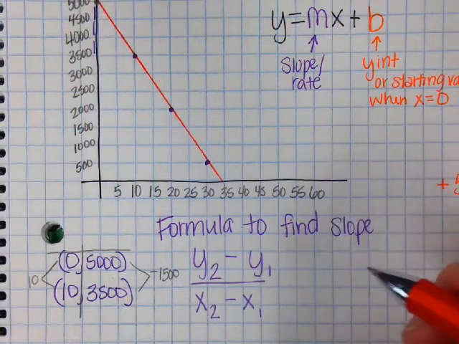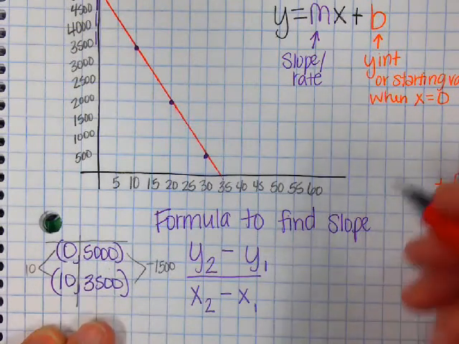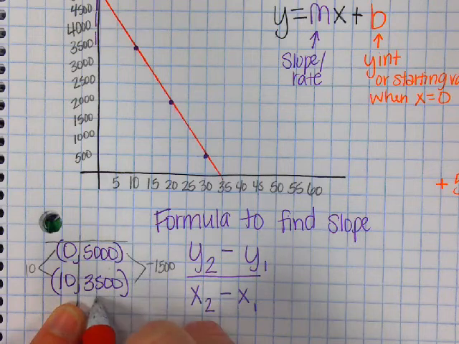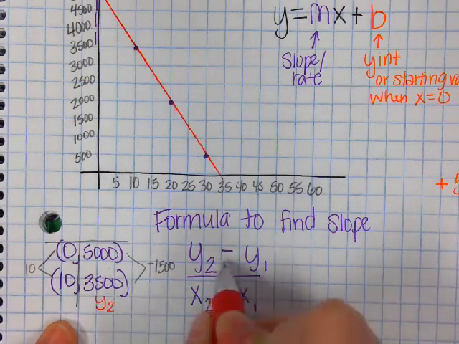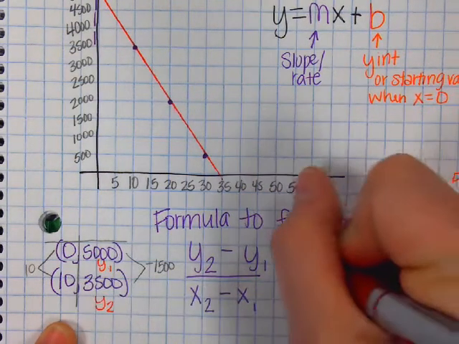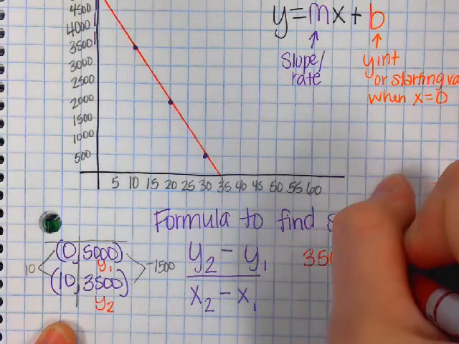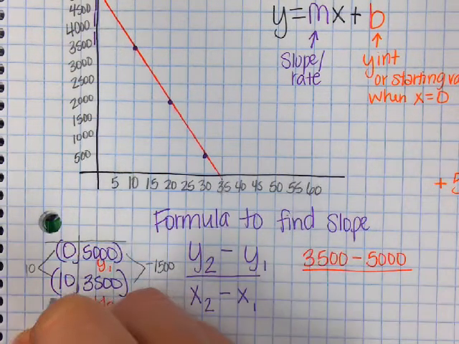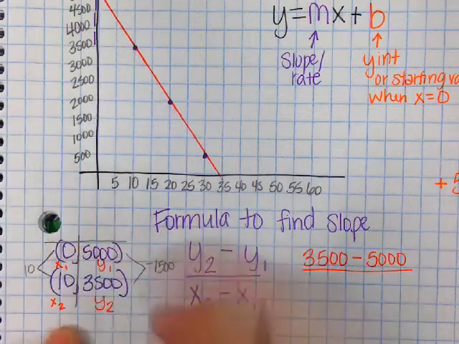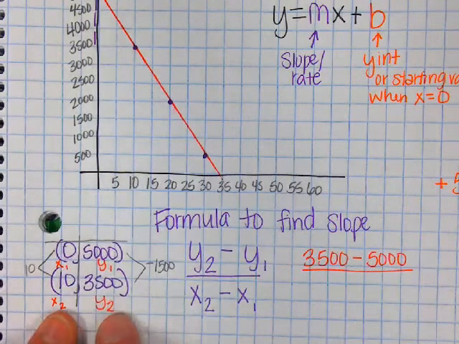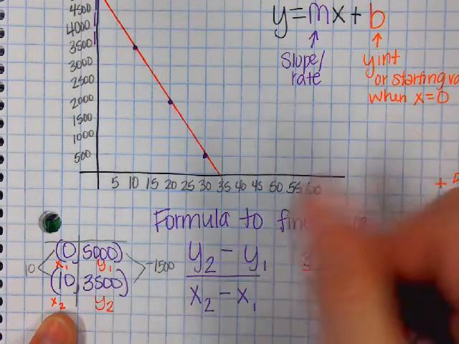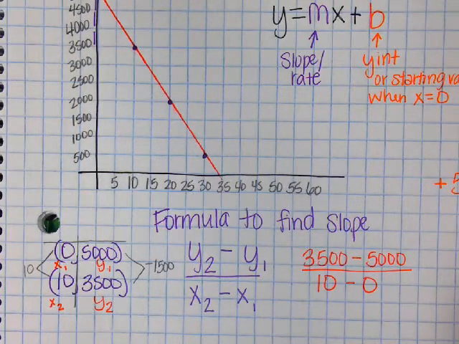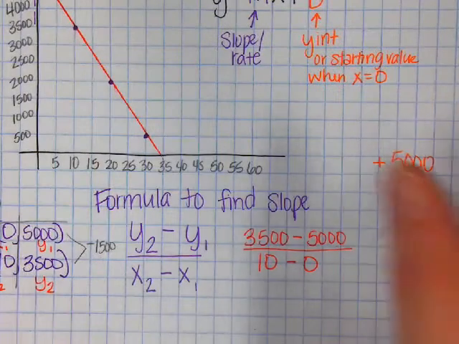Again, I've told you guys over and over, I don't care how you do it as long as you do it the right way. So y2 means take the y value of the second point, and subtract the first y value. So 3,500 minus 5,000, and divide by x2 minus x1. It is important that this is the second point on both y and x, or you're going to end up getting a negative when you're supposed to be positive, or vice versa.